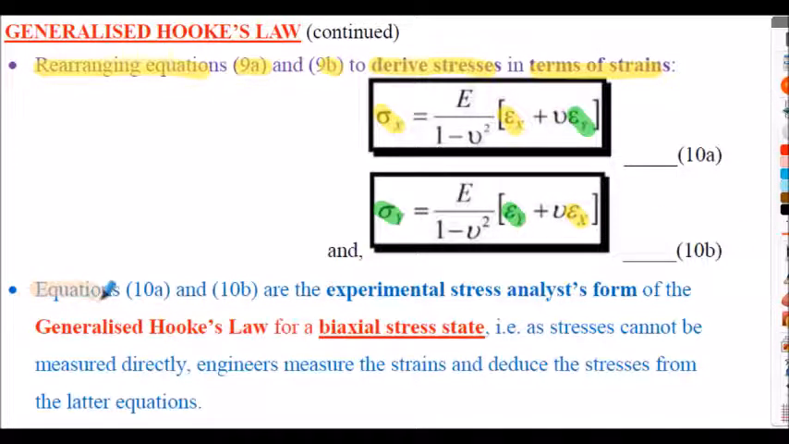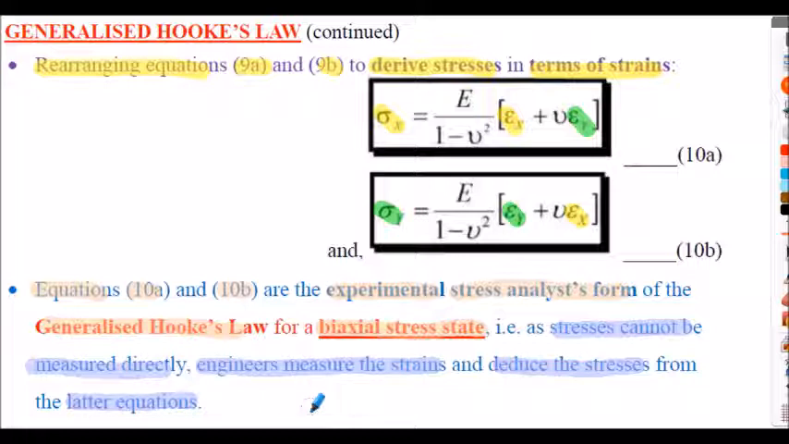So equations 10a and 10b shown above are the experimental stress analysis form of the generalized Hooke's law for a biaxial state of stress. In other words, as stresses cannot be measured directly, engineers measure strains and then deduce the stresses from the equations shown above. So in practice, we can't actually measure a stress in the x and y direction, but we can measure a change in length in the x or the y direction, and from that we can find the strain in that direction, and then from the above equations we can find the stresses in the particular directions.